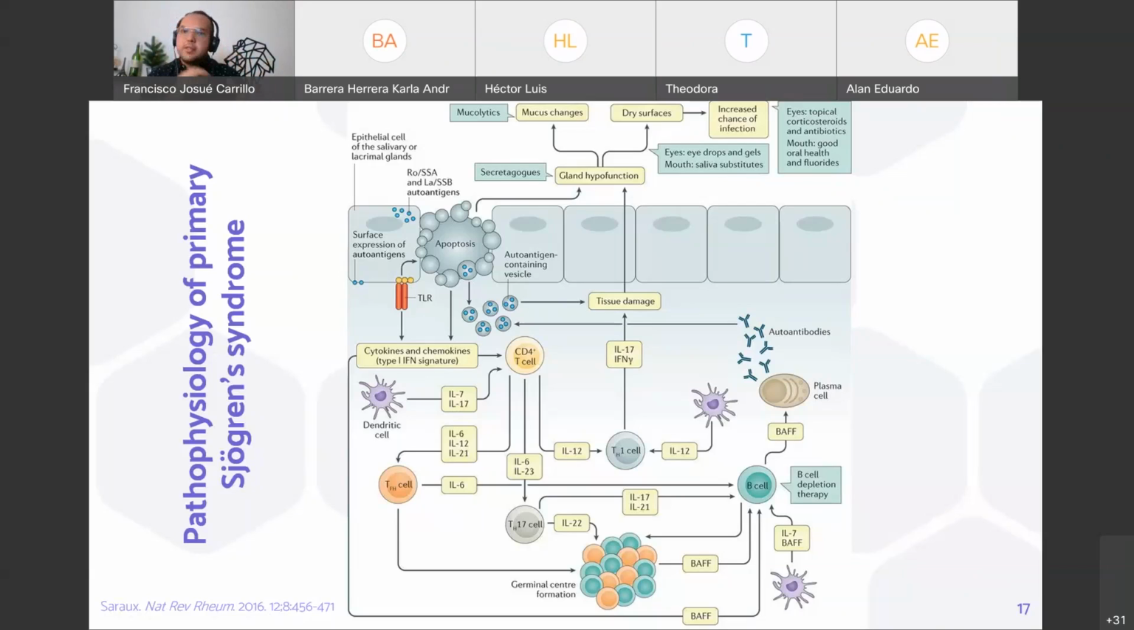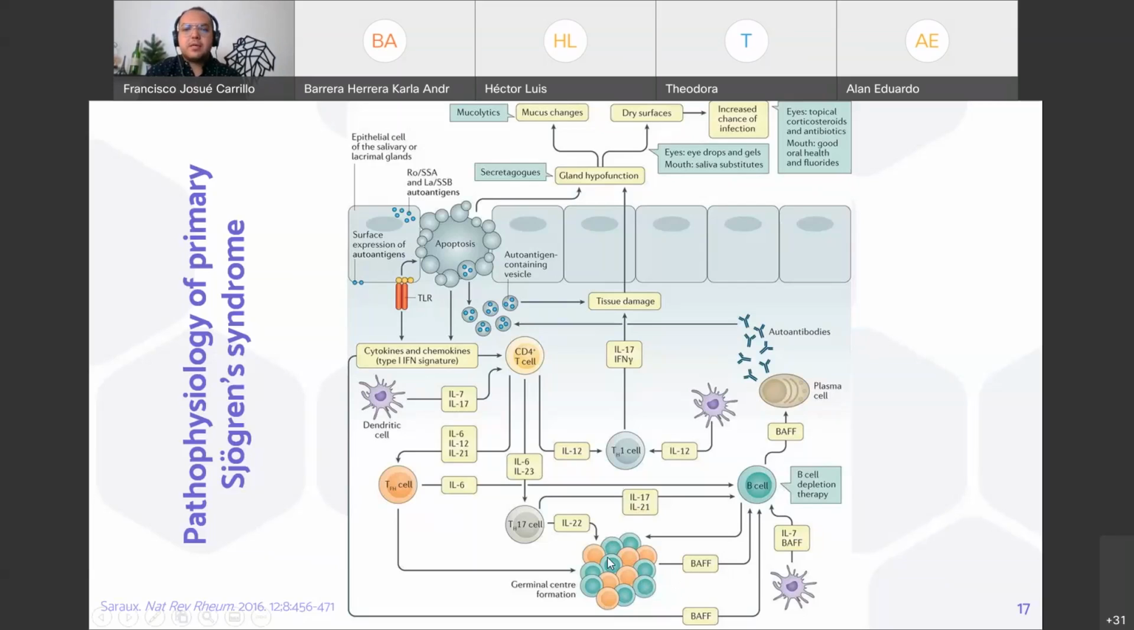But the interesting thing here is that it's not just T cells or inflammatory cells that are recruited to the glands. Also, B cells start coming to this local immune response, and B cells have the potential to generate these germinal center-like structures, which is promoted, for example, by some cytokines, especially by BAFF.